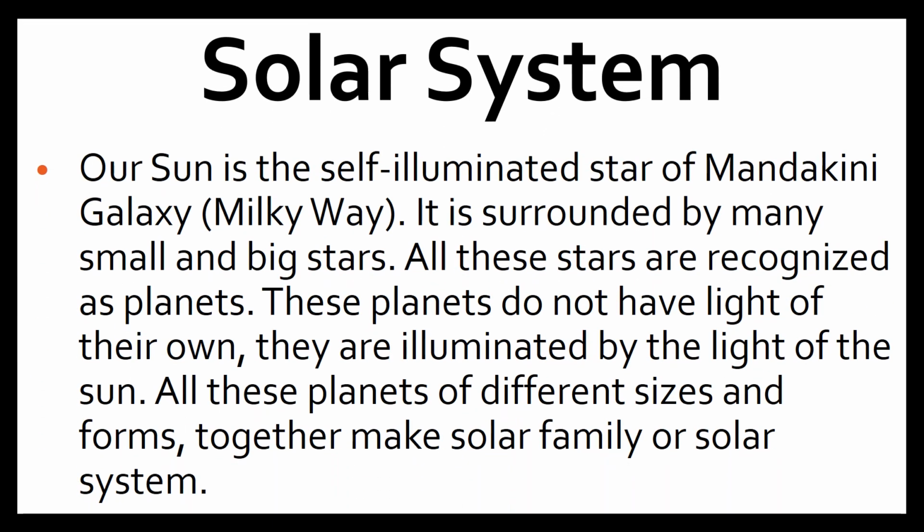Solar system. Our Sun is the self-illuminated star of Mandakini galaxy, also known as Milky Way. It is surrounded by many small and big stars. All these stars are recognized as planets. These planets do not have light of their own. They are illuminated by the light of the Sun. All these planets of different sizes and forms together make the solar family or solar system. Thus, planets, satellites, comets and meteors are included in our solar system.